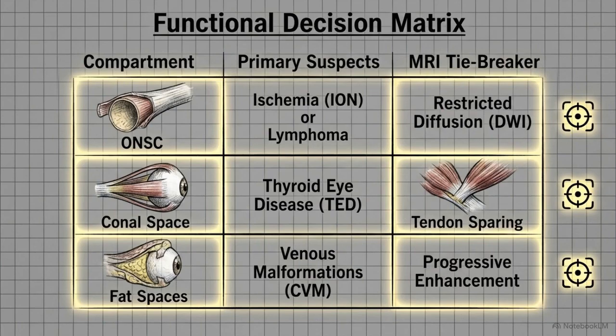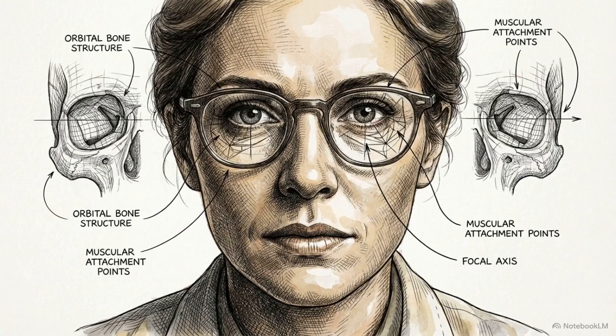Check diffusion-weighted imaging for ischemia or lymphoma thresholds. Evaluate tendon morphology to confirm thyroid eye disease, and track contrast kinetics to identify venous malformations. By anchoring the differential to anatomy first and functional MRI signature second, radiologists can cut through the clinical noise and deliver a definitive diagnosis.